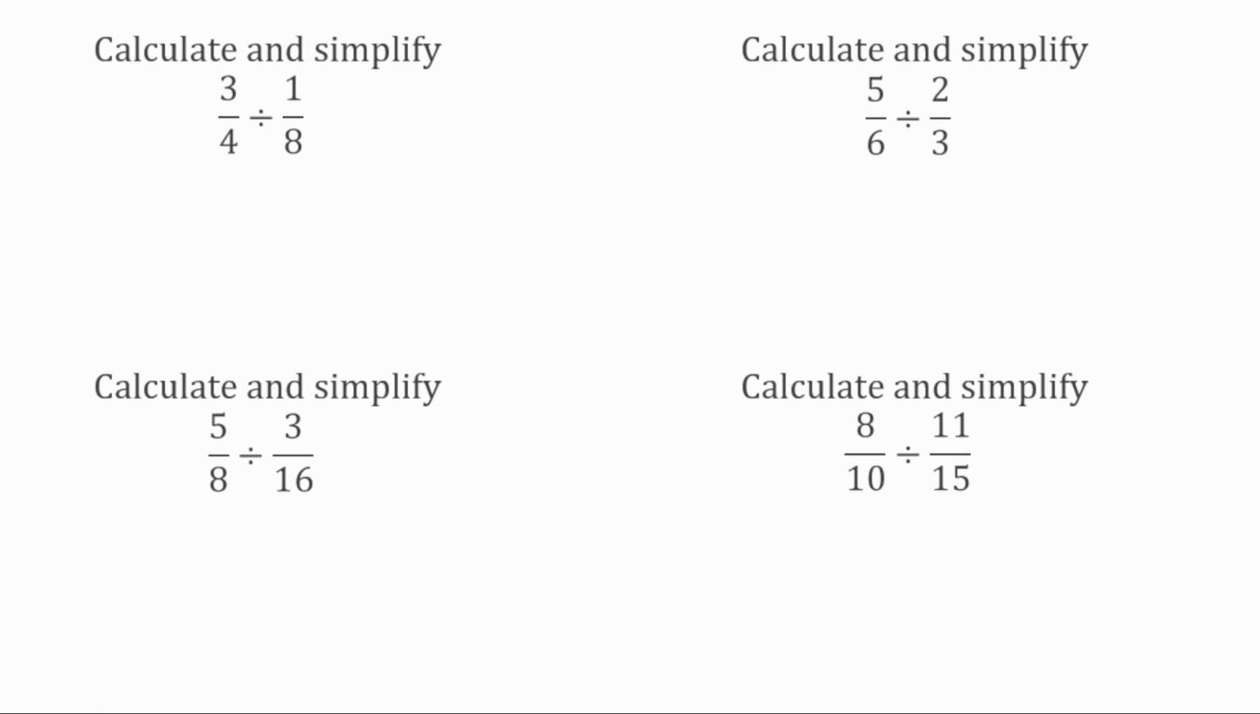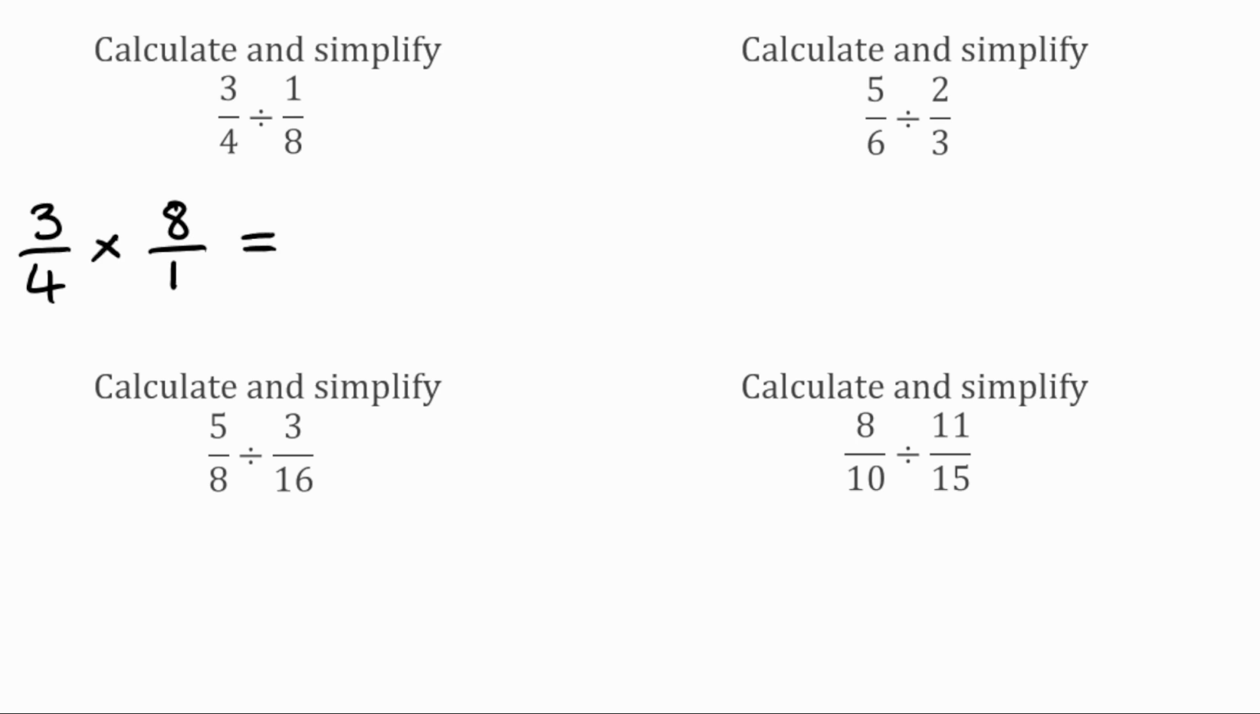So for this first question, we've got 3 over 4 divided by 1 over 8. So again, we're going to apply the keep, flip, change method. So we're going to keep our 3 over 4. We're going to flip our 1 over 8, so it becomes 8 over 1. And then we're going to change our divide to a multiply.